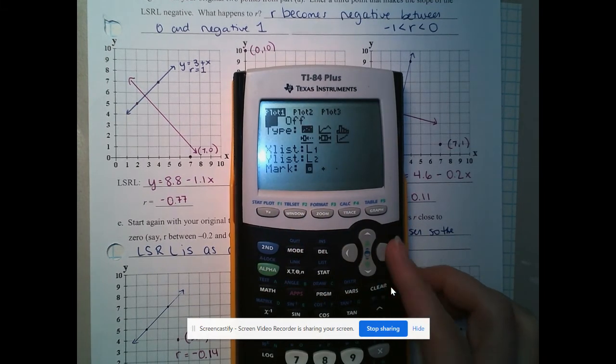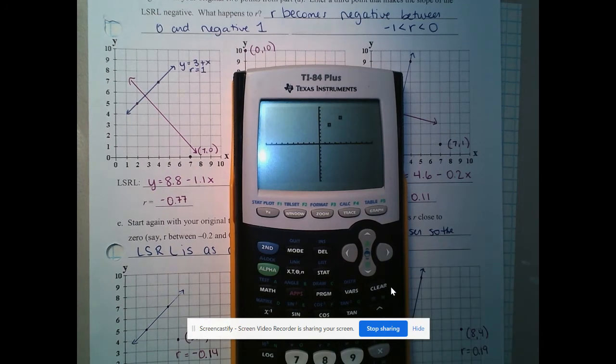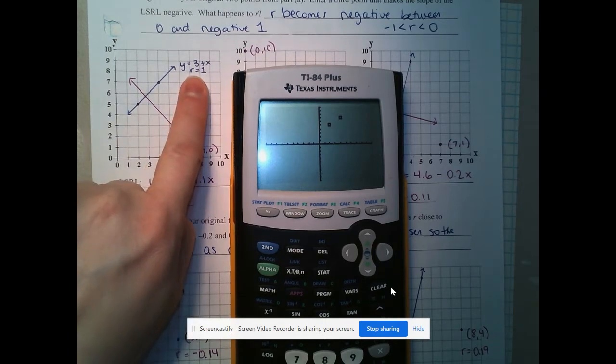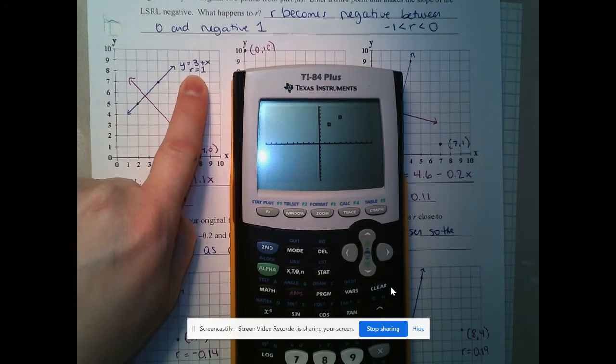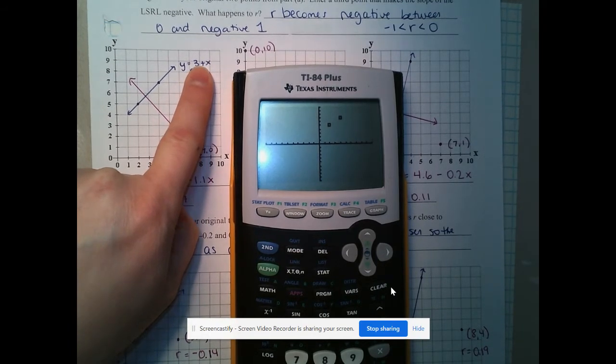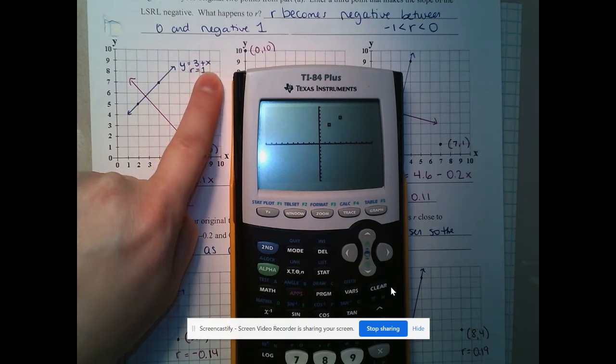So turn stat plot on and then graph them. And you get the 2 points. So those are my 2 original points. And you can see that from the page before, they had a perfect R value of 1 because any 2 points is a perfect line. And then they had a slope of 1 and a y-intercept of 3 for 3 plus x.